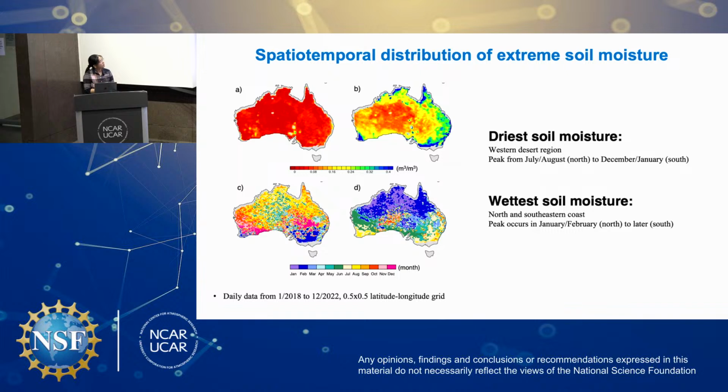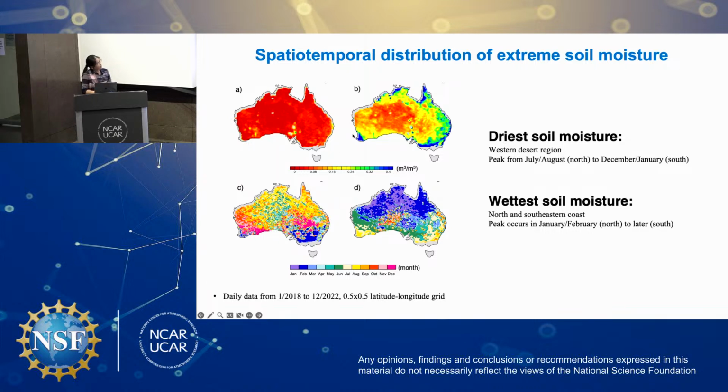Okay, so first let's take a look at the spatial and temporal distribution of extreme soil moisture. Here I'm showing the very first percentile of soil moisture, so it's very dry soil. As you can see, the peak of the driest regions is located here in the desert regions. And for when it occurs, this is the months, and you see that in the northern part it mainly occurs in June or August, and then moves further toward the south.